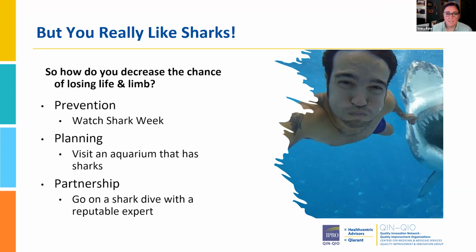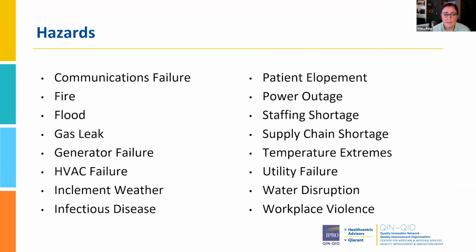So let's look at some of the hazards now. You have your communications failure. You have fires, floods, gas leaks, generator failure, HVAC failure, inclement weather, infectious disease, patient elopement, power outage, staffing shortage, supply chain shortage, temperature extremes, utility failures, water disruption, workplace violence. So all of these things at the very top, you have already started to lessen your risk by talking about them, by planning, and by having your HVA meeting.